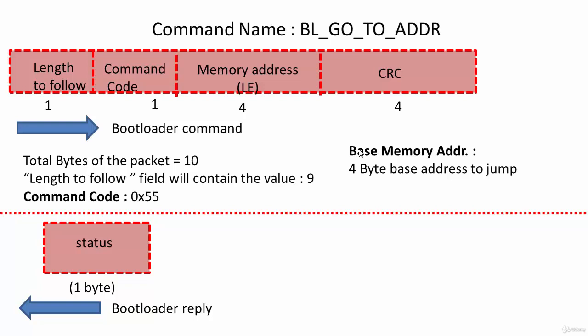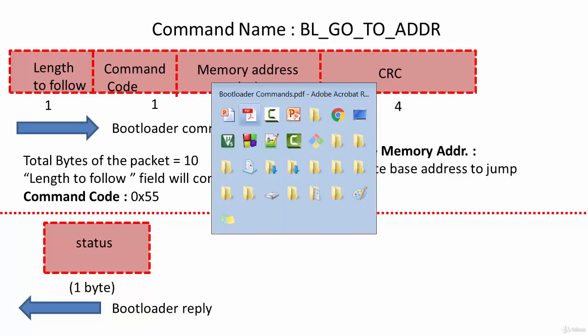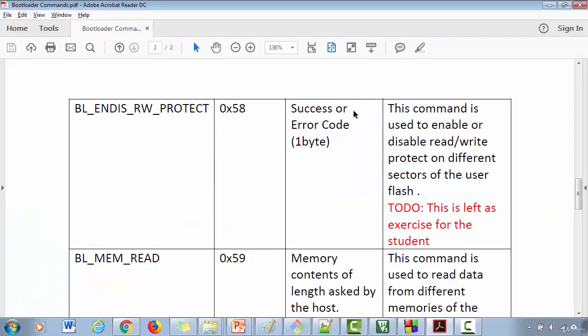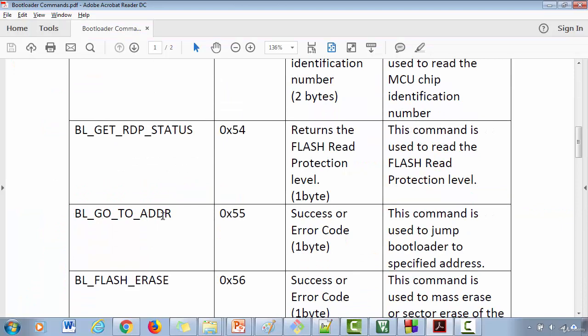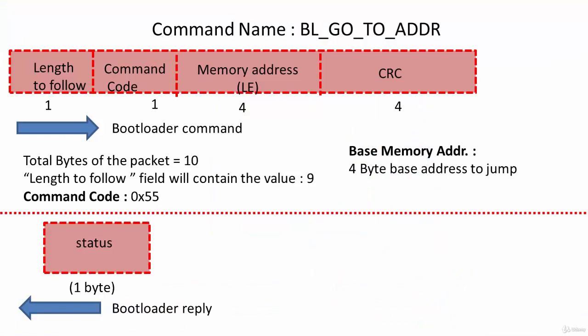Here is another command, and this command format is a little different. This command is bootloader go to address. Let's explore that command now. Bootloader go to address is used to make the bootloader jump to a specified address. The host uses this command to instruct the bootloader to jump to a specified memory address, and that memory address will be sent by the host in this field, memory address.